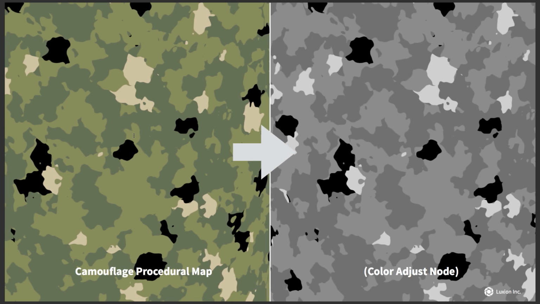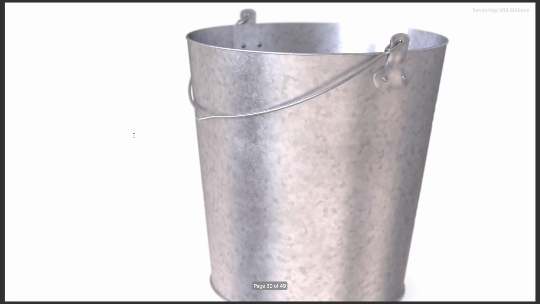So here's the example of taking that camouflage procedural texture and then applying the color adjust node and then desaturating it completely. So we remove all the color from it. And this applied to kind of a real life scheme here. In order to create this galvanized material on this metal bucket, that camouflage procedural texture was used, and then the color adjust node was used to pull the color out of it and then tweak it to make it appropriate for this material.